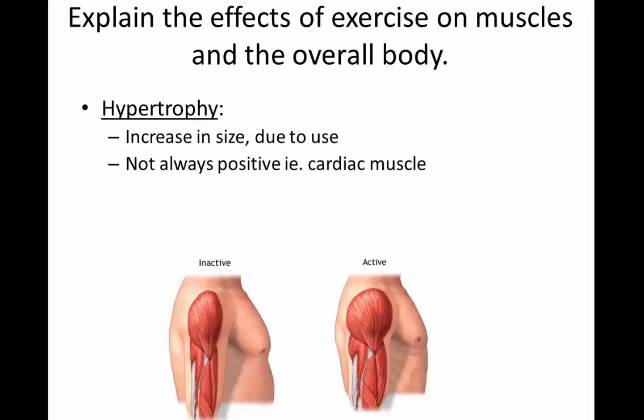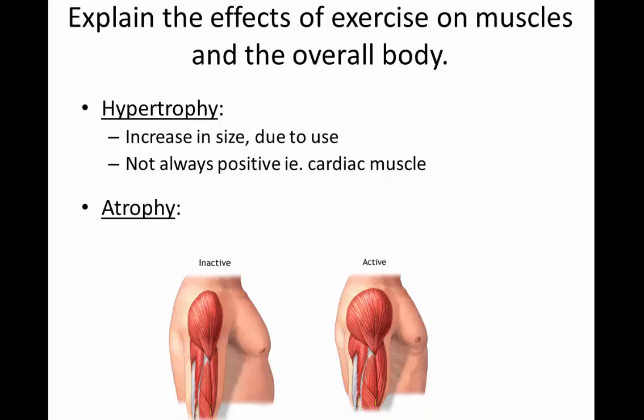It's not always positive, however. So, for example, in cardiac muscle, as your heart muscle starts to hypertrophy, it can actually cause issues like increased blood pressure because there's less space in your heart for blood actually to flow within the cavities that are found within your heart that we'll look at later on in the course. And so this is not always a positive thing.